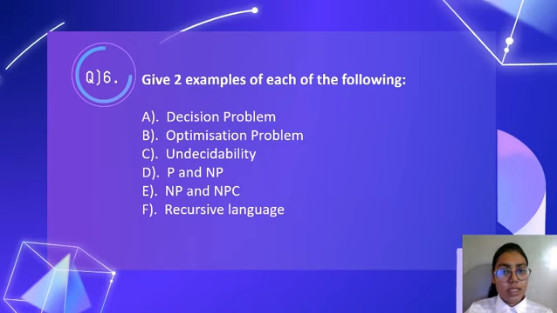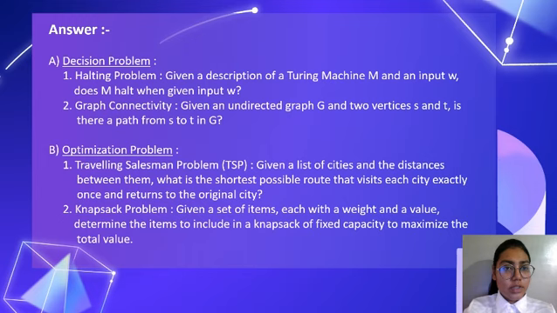Question number 6: in this question we have to give two examples of each of the following. So let's come toward the first one, which is decision problem. For this, the halting problem: given the description of a Turing machine M and an input W, does M halt when given input W? Graph connectivity: given an undirected graph G and two vertices S and T, is there a path from S to T in G?